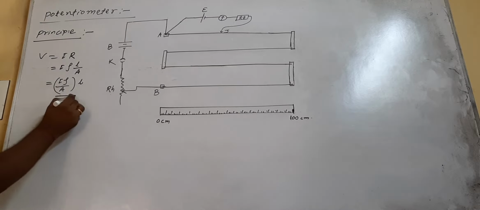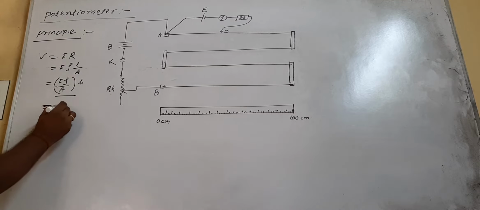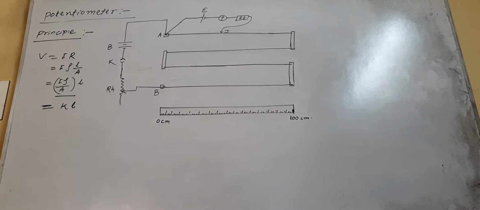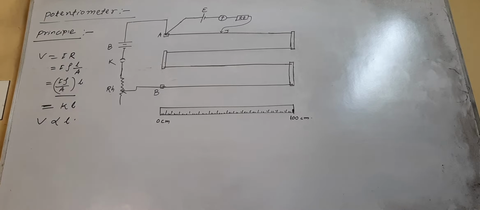This bracketed term is a constant. Why? Already told, constant current means I is constant. Uniform cross section of the wire means A is constant. Rho, specific resistance or resistivity, is constant for a wire. So the bracketed term is a constant. You can write it as K, so V equals KL. As K is constant, you can write V directly proportional to L. This proves your principle of potentiometer.